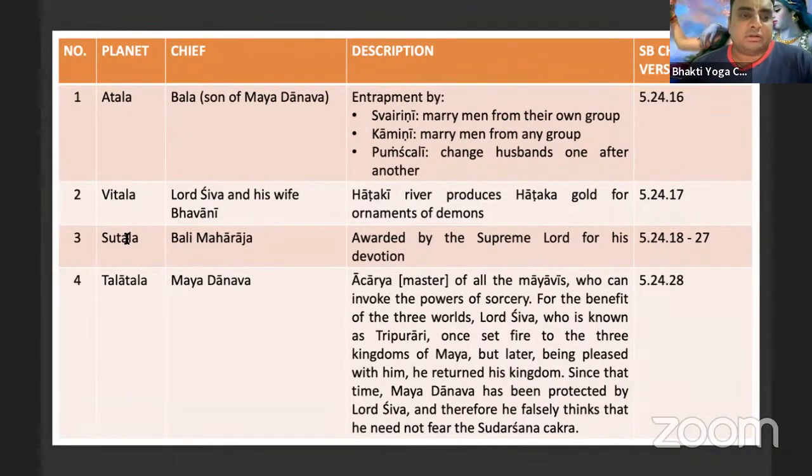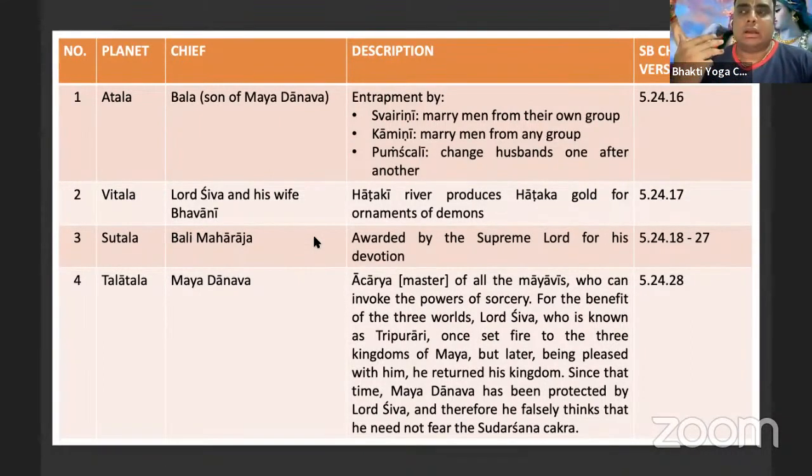Then the third planet is Sutala, which is the abode of Bali Maharaj. It was awarded to him by the Supreme Lord for his devotion. In the Vamanadev pastime, we saw that when Vamanadev transformed to the Trivikrama form, he put his leg on the head of Bali Maharaj, and then he was sent to this Sutala planet.